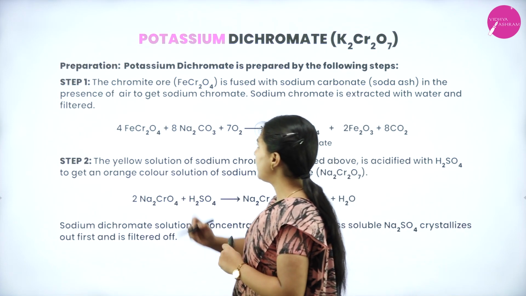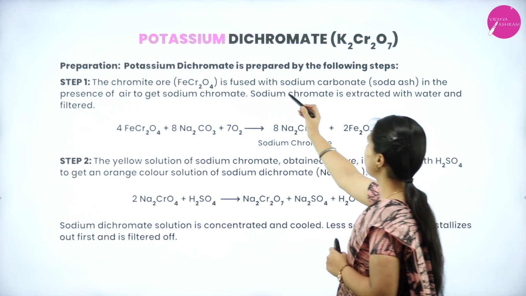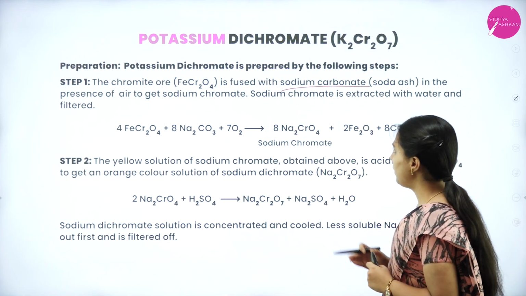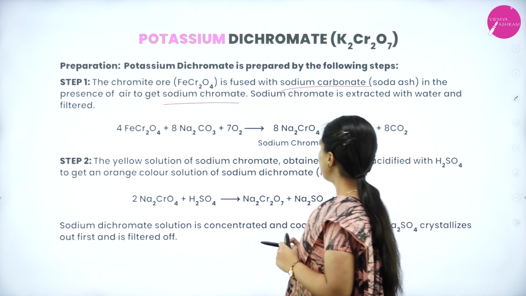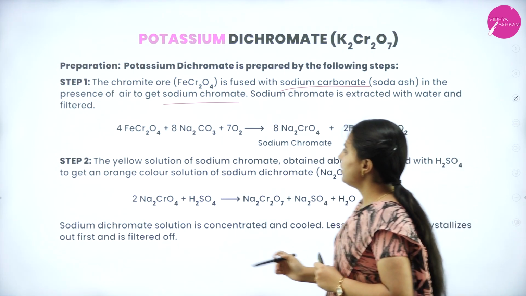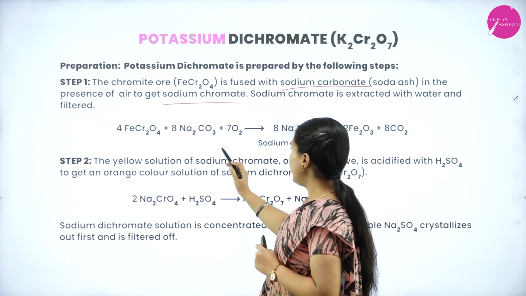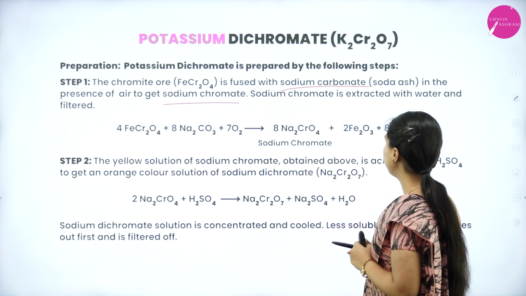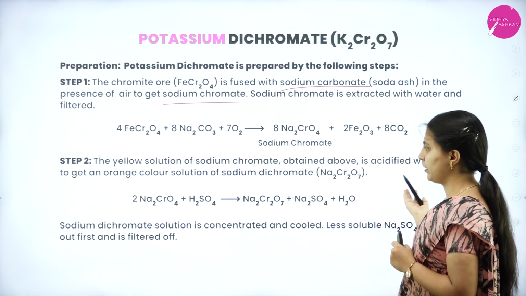In step 1, the chromite ore, FeCr2O4, is fused with sodium carbonate or soda ash in the presence of air to get sodium chromate. Sodium chromate is extracted with water and filtered. This is chromite ore treated with sodium carbonate in the presence of air, and it will form sodium chromate. It will be extracted with water and filtered.